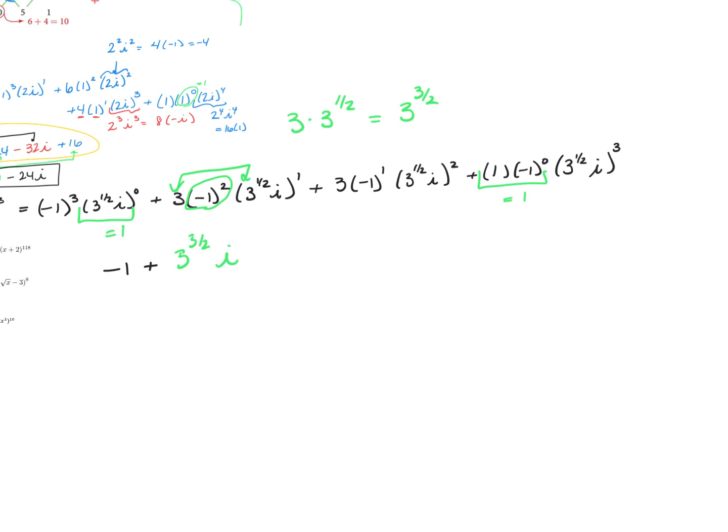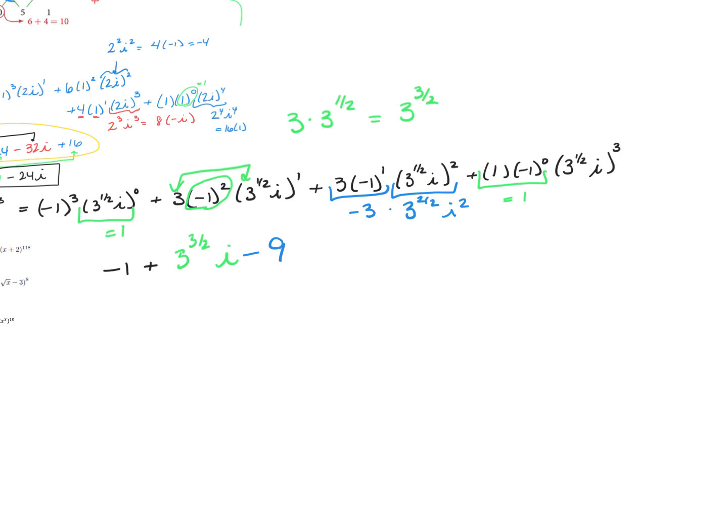This is going to be negative 3. This is going to be 3 raised to the 2 over 2 i squared. 3 raised to the 2 over 2 is just 3, so this is going to be negative 3 multiplied by 3. i squared happens to be negative 1. So this term is going to end up becoming minus 9.